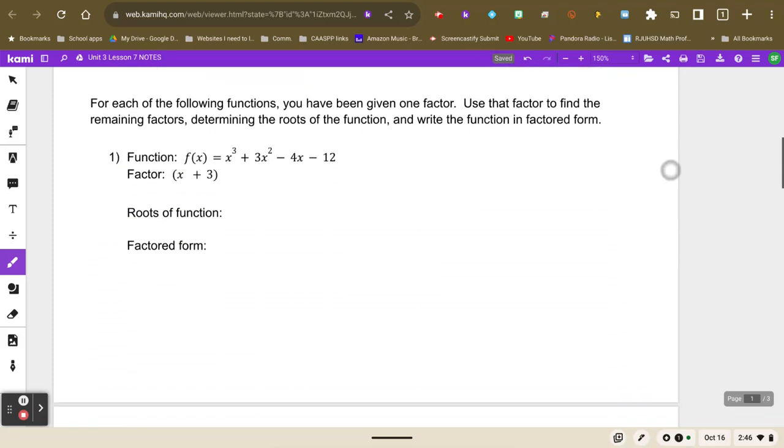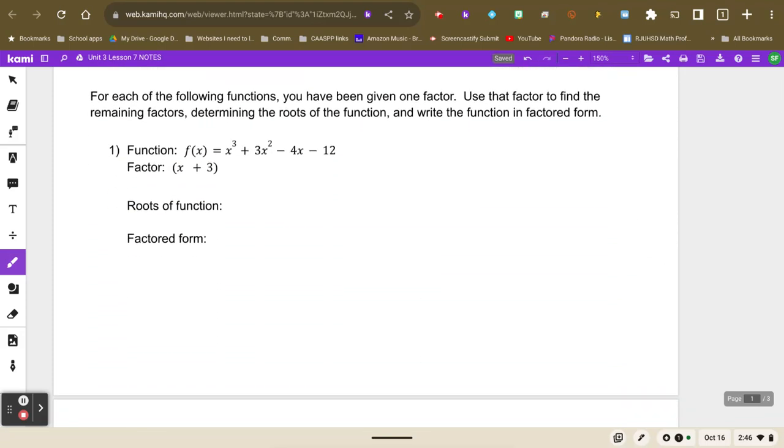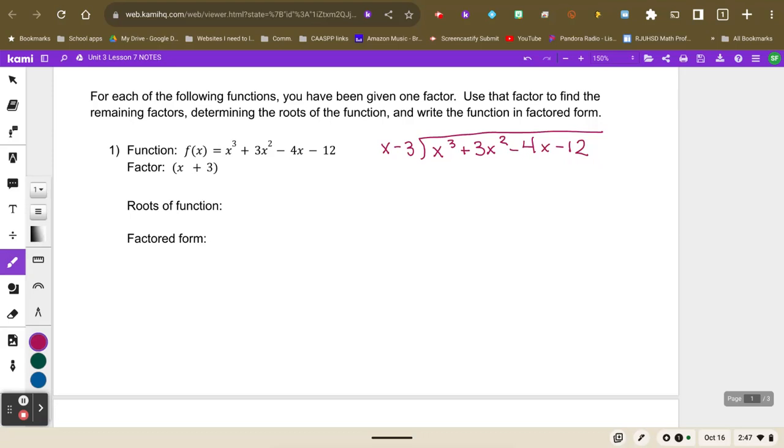All right. For each of the following functions, we have been given one factor. We're going to use that factor to find the remaining factors and determine the roots, and then write the function in factored form. So we're going to go back a couple units, and we're going to remember how to do long division. So we're going to take our short one, and we're going to put it in. So we're going to go x cubed plus 3x squared minus 4x minus 12. And we're going to go ahead and do it.